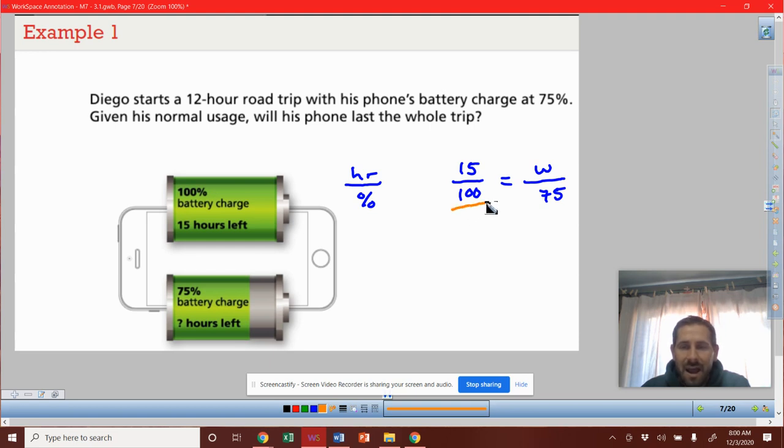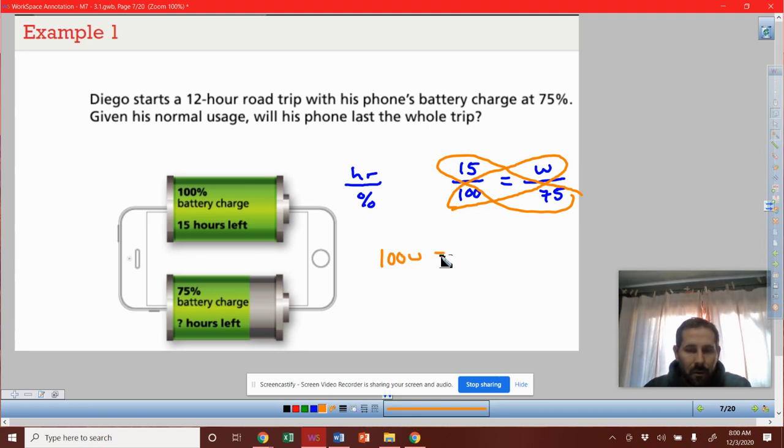So what that means, when I have equivalent ratios, I could take the cross multiplication and set them equal to each other. So 100 times W will equal 15 times 75. They're always going to equal each other.